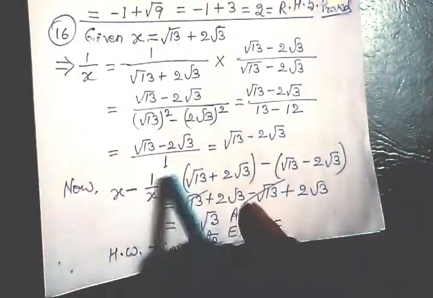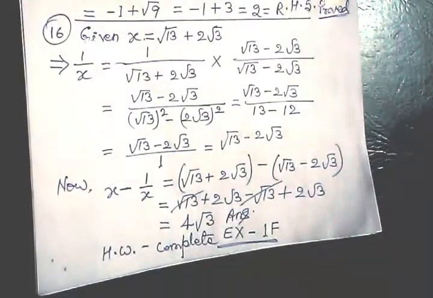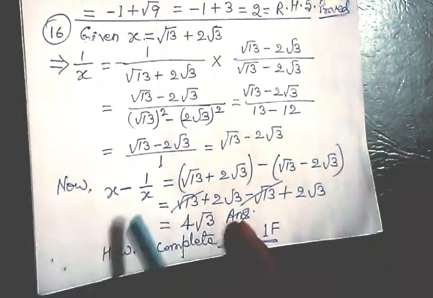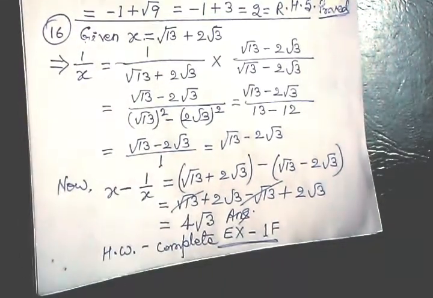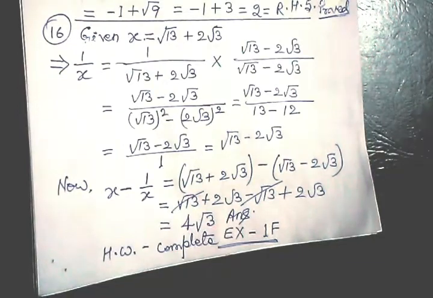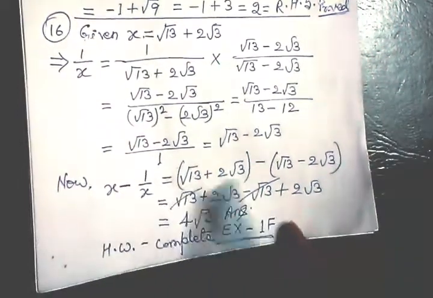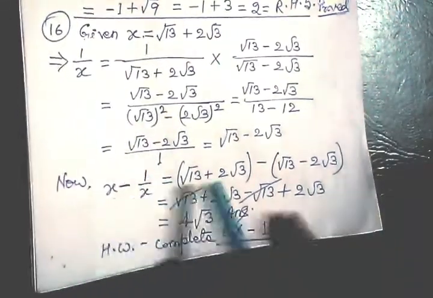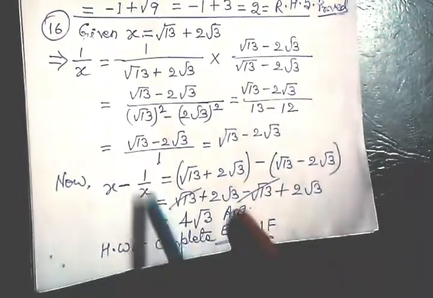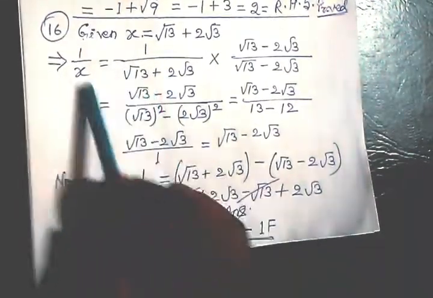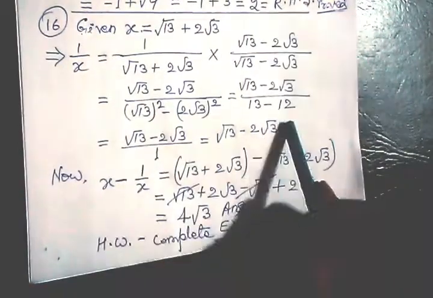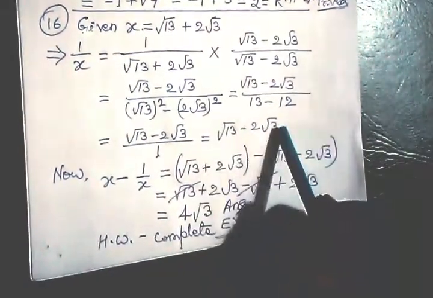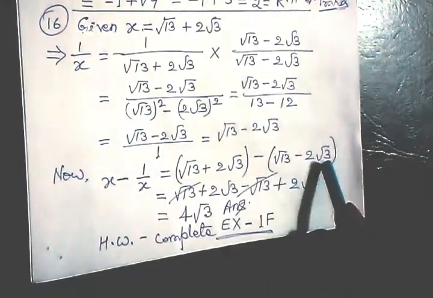But you have to find the value of this much. You see the question again. In the question it is asked, find the value of x minus 1 upon x. Okay. So put the value of x, here it is the value of x, and minus 1 upon x. So I have calculated this much. This was the value of 1 upon x. So put it here, 1 upon x.